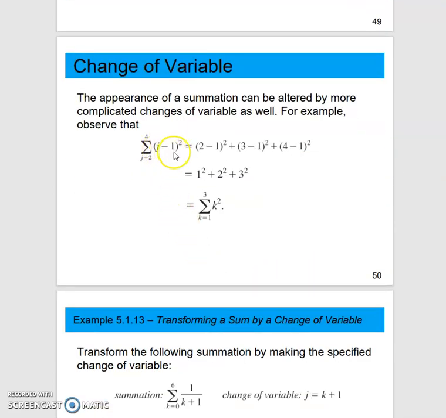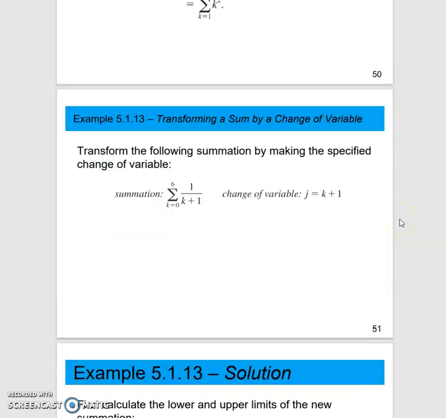So let's say I've got j minus 1 quantity squared. I'm going from 2 to 4. Well, if I run those numbers out, that's the same as 1 squared plus 2 squared plus 3 squared. So I'm going to change my variable, just so that there's no confusion that I'm not using the same thing, and write my summation a little bit more simply. And there is the change of variable that I made to do that.